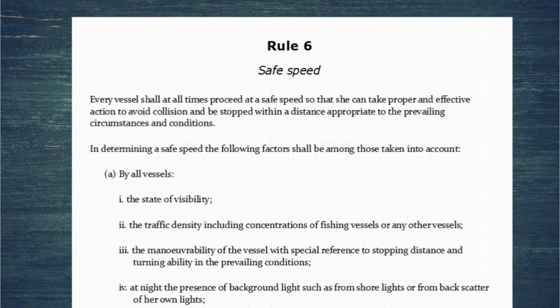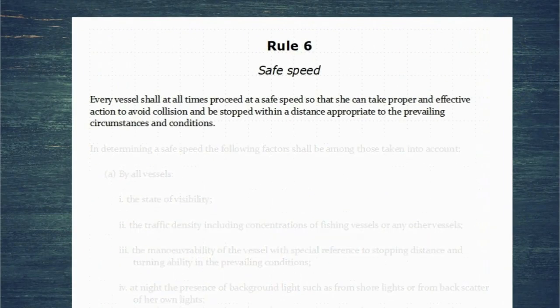This rule can actually just be summarised in this first paragraph alone. Every vessel shall, at all times, proceed at a safe speed so that she can take proper and effective action to avoid collision and be stopped within a distance appropriate to the prevailing circumstances and conditions. Okay, so if you just apply this first paragraph, you are complying with Rule 6.